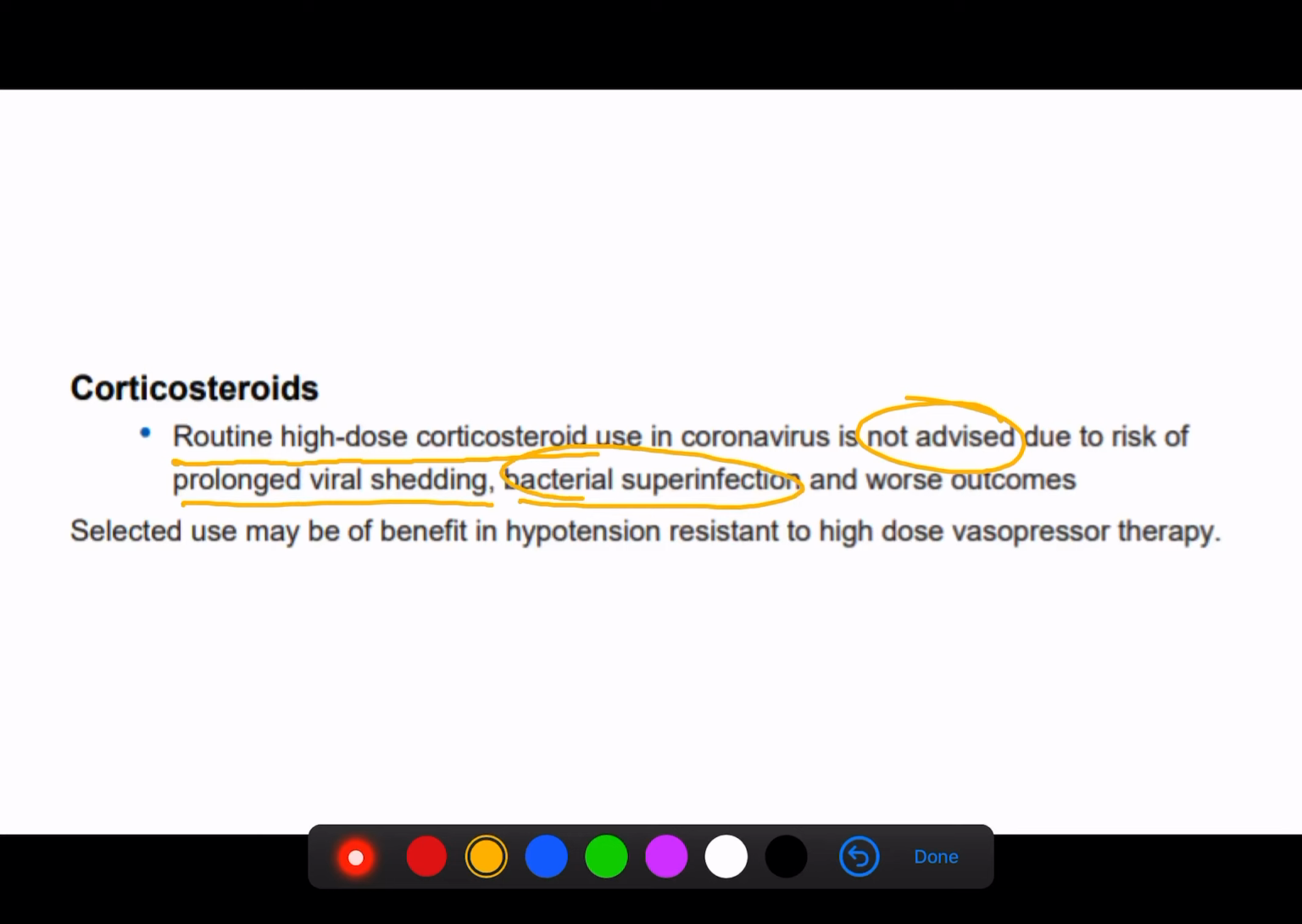Having said that, we sometimes use steroids in patients who are hypotensive, resistant to high-dose vasopressor therapy. This is usually in the form of hydrocortisone that's given either as an infusion or as boluses throughout the day. That's still indicated, and that's treating a totally different pathophysiology than the COVID necessarily itself. But high-dose steroids, especially things like methylprednisolone, although used fairly widely in other countries, is not being recommended by Public Health England.